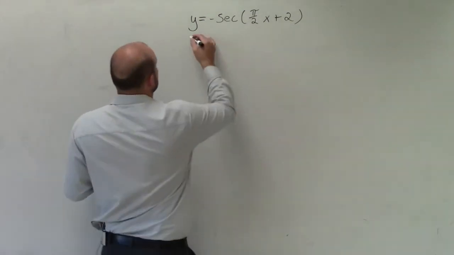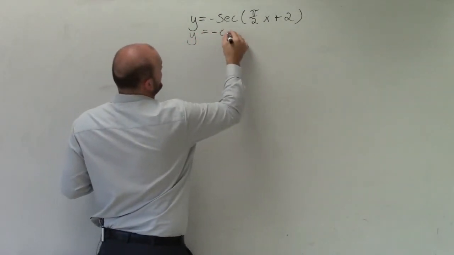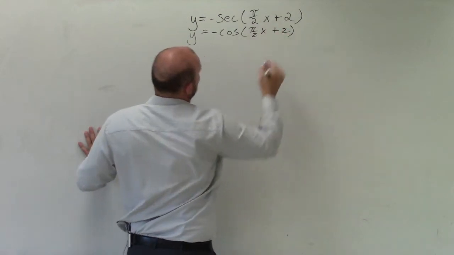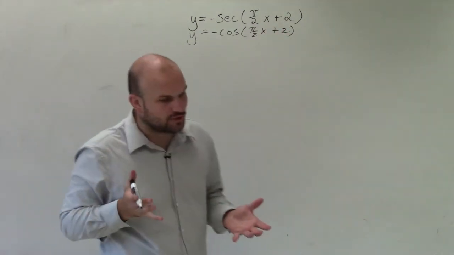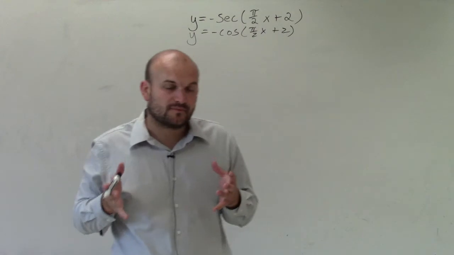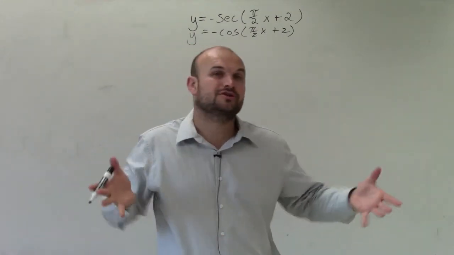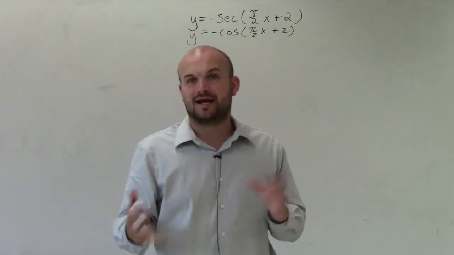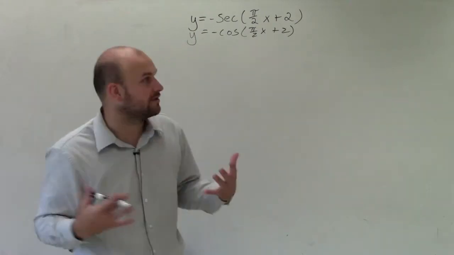to be cosine. So I'm just going to write that in there, y equals negative cosine of pi over 2x plus 2. Because the graphs as well as the function are very much related to each other. So what I'm going to do is graph cosine first with these transformations, and then go ahead and draw the secant graph from that graph.